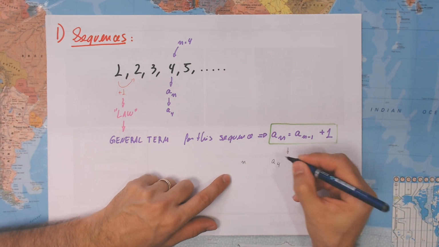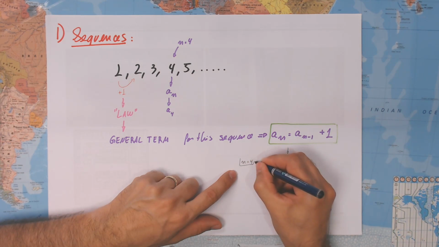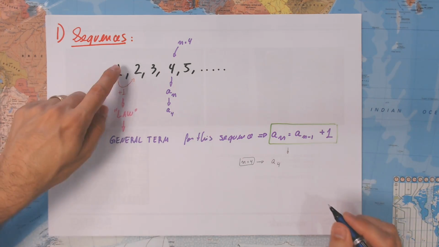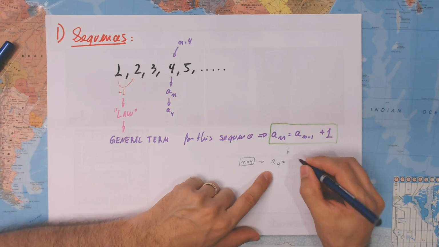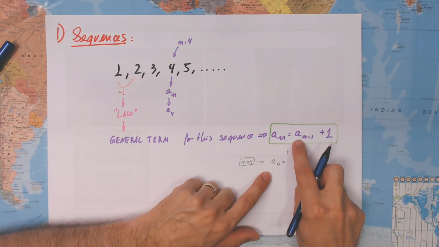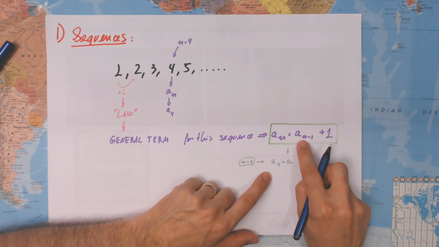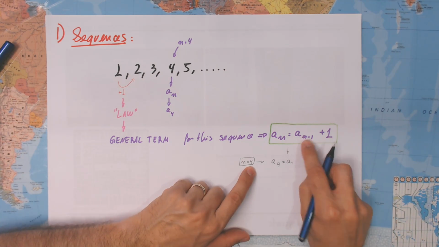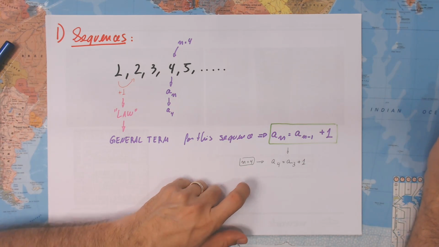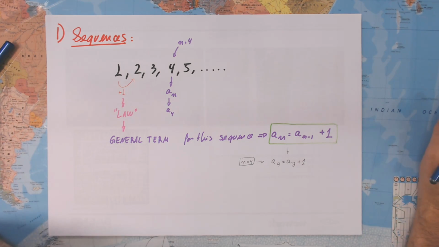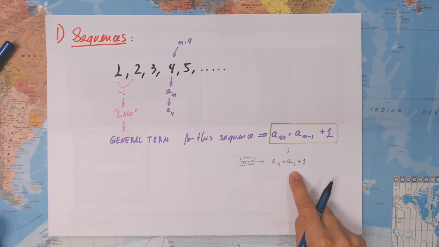Take notice that n is 4 in this case. We are at the fourth term, so a4 is going to be what? n is 4, isn't it? Then a sub n minus 1 is 4 minus 1, because n is 4. So a3 plus 1. Aha! And then you realize that in order to know one term, we must know the previous one.